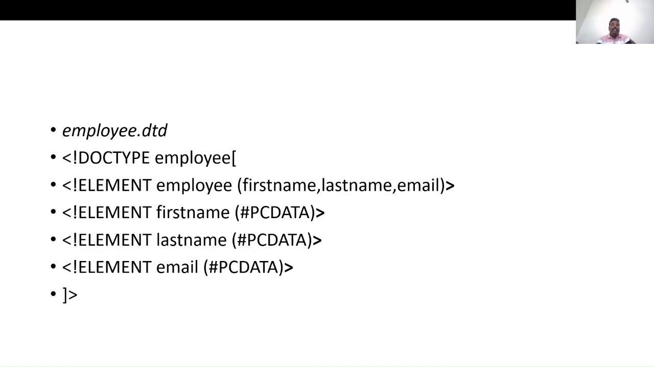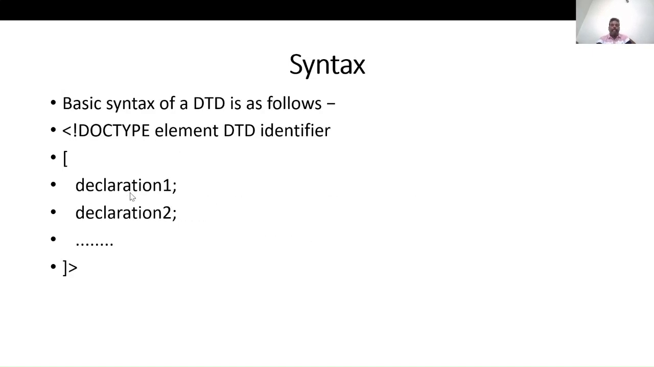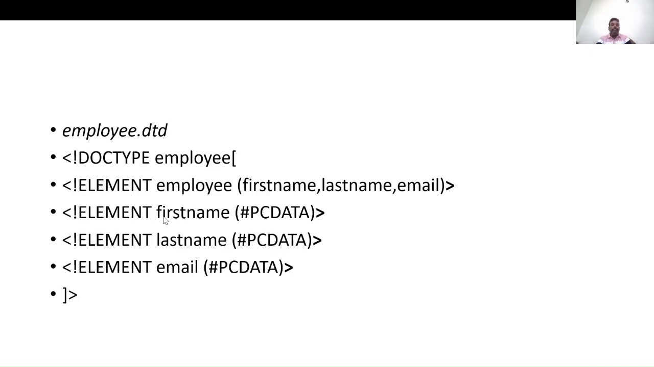I have declared these three elements in the DTD, and I have to define this declaration part. So we have to define for first name what type of information you are going to store. That is #PCDATA, parsed character data. Second, last name: I'm going to store some information that is #PCDATA, that is parsed data. Last, email: element email is also #PCDATA.